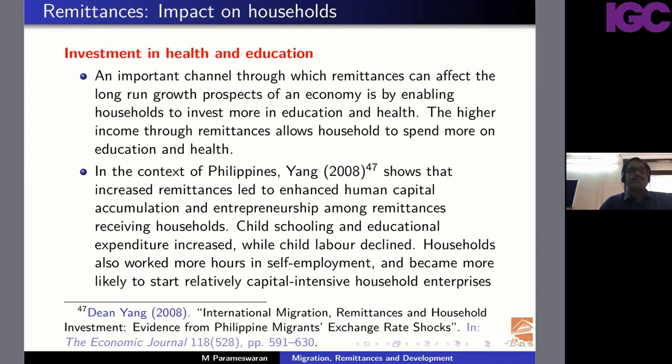What we have found is that child schooling and educational expenditure increased, child labor declined, and households also worked more hours in self-employment. This essentially means that people became more entrepreneurial and also started capital-intensive household enterprises.